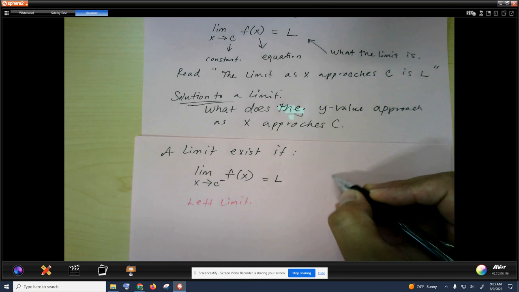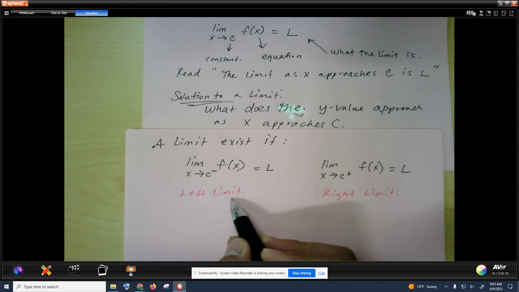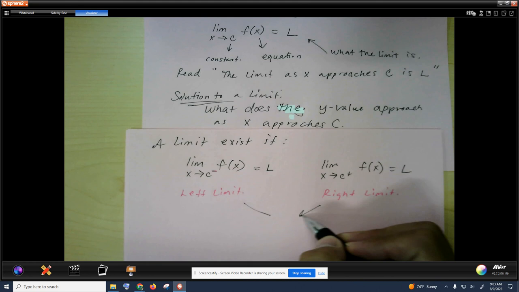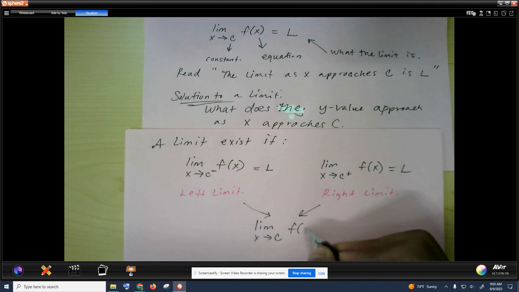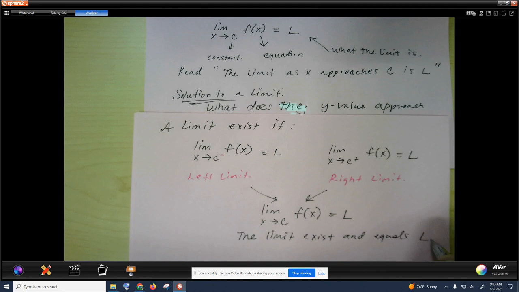And then you have to check, well, what about coming from the right? So the right limit. And if the left limit and the right limit equal the same constant, say L, then you combine those two concepts and write this statement without the little plus or minus. And this one without that little plus or minus says the limit exists and equals L.